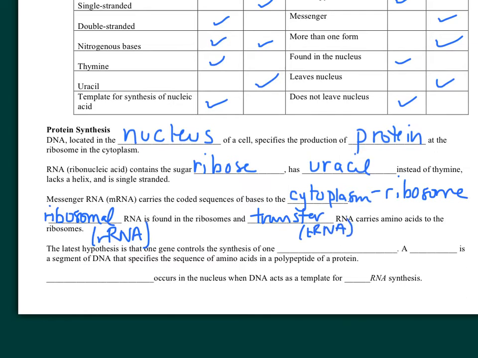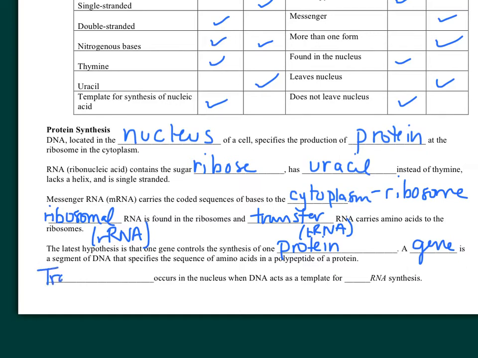The latest hypothesis is that one gene controls the synthesis of one protein, but we said in class that's not entirely true. We think it's actually a bit more complicated than that. A gene is a segment of DNA that specifies the sequence of amino acids in a polypeptide of a protein. So remember, we said that a gene is a stretch of DNA that codes for a specific protein.